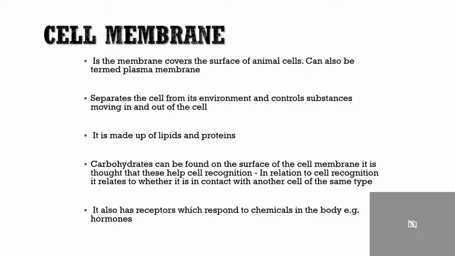The cell membrane. The membrane covers the surface of animal cells. It can also be termed plasma membrane. It separates the cell from its environment and controls substances moving in and out of the cell. It is made up of lipids and proteins. Carbohydrates can be found on the surface of the cell membrane.